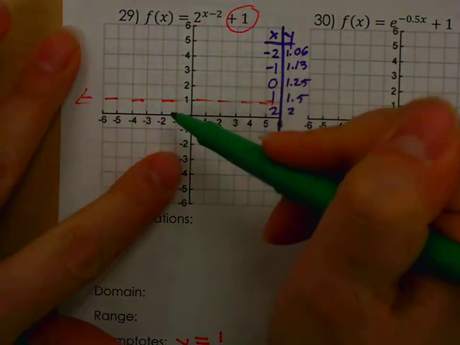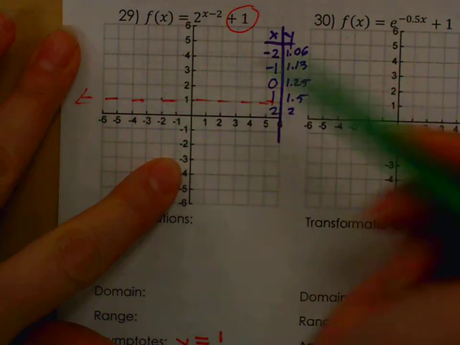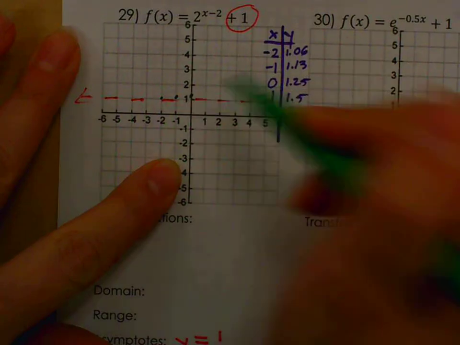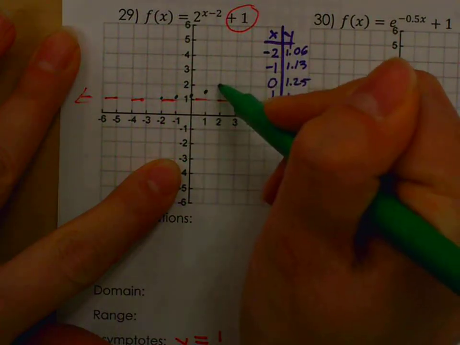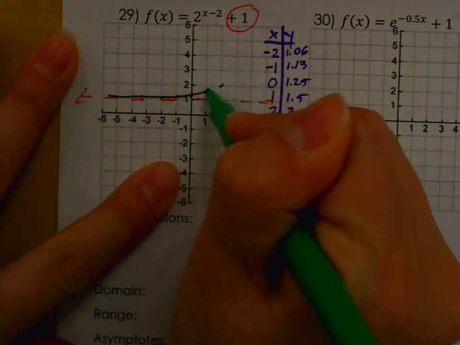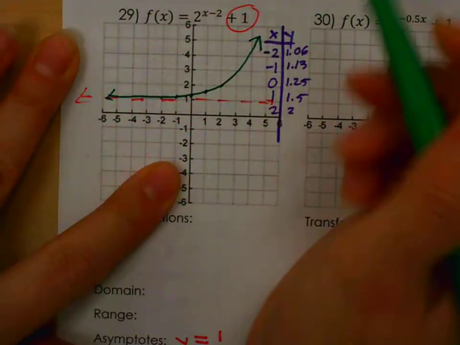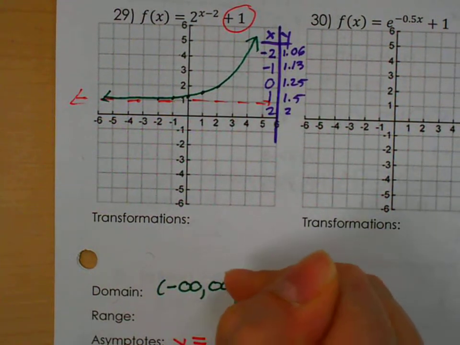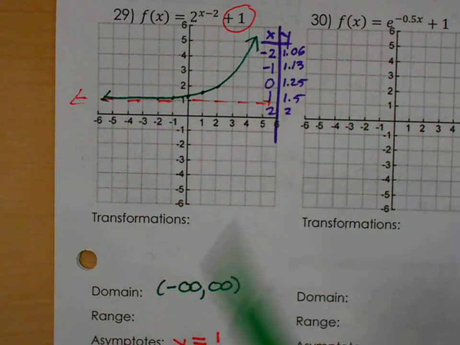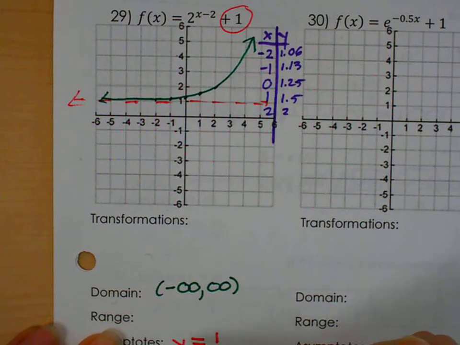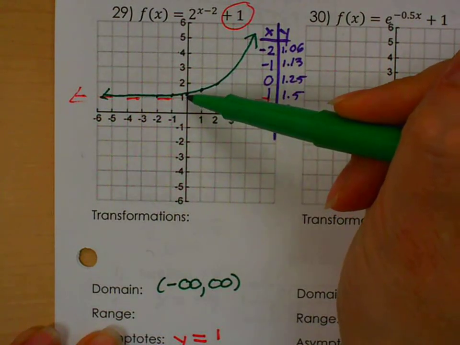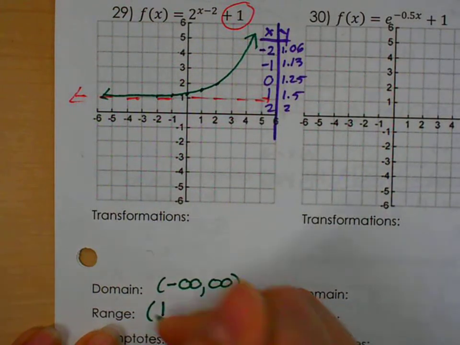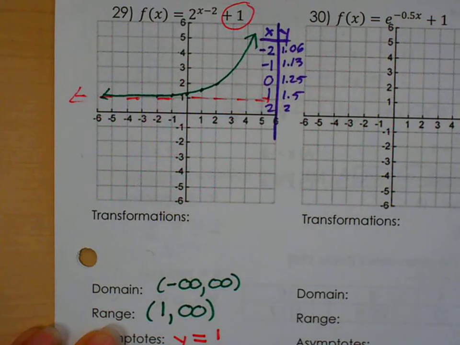We've got negative 2 and 1.06, so really close to that asymptote. Negative 1, it's not really that much farther. 0, 1.25, 1, 1.5, and 2, 2. So there's my graph. We know that the domain is always negative infinity to positive infinity for exponential functions, right? It can be any x value. But my range is based on my asymptote. So in this case, I don't have any y values below my asymptote, which is 1. So my range starts at my asymptote, which is 1, but not including it, and goes to infinity.